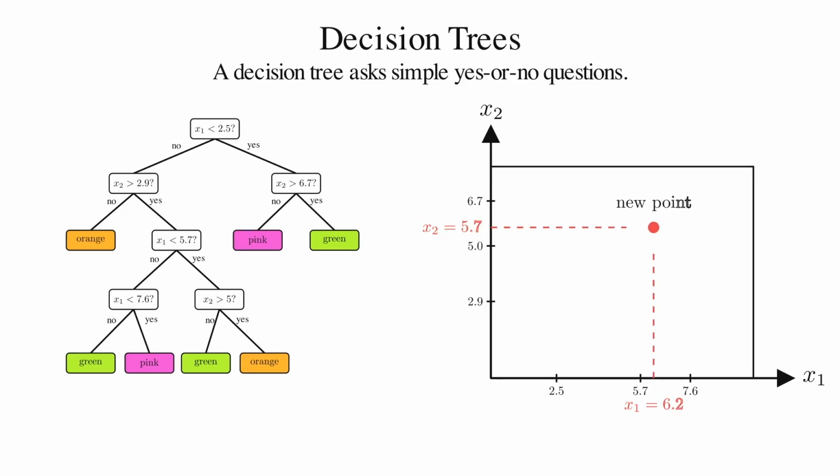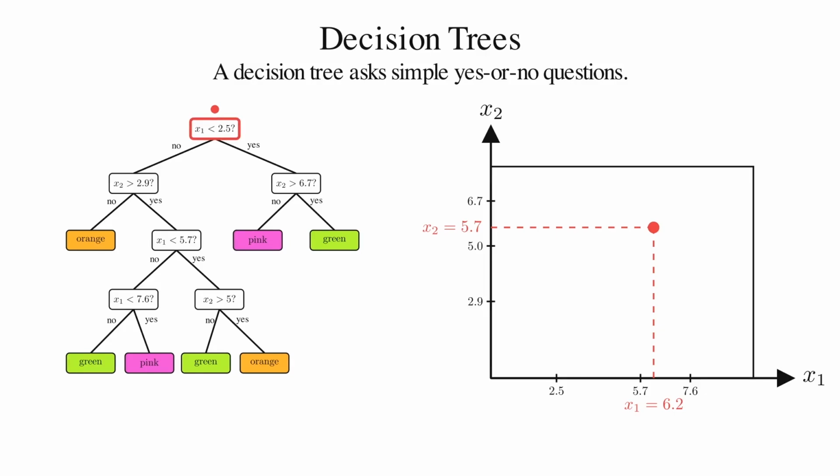Now let us take one random point and see how the tree predicts its category. Here, the category is simply the color. The point we test has coordinates x1 equal to 6.2 and x2 equal to 5.7. To classify it, we send it through the tree. We start at the top.